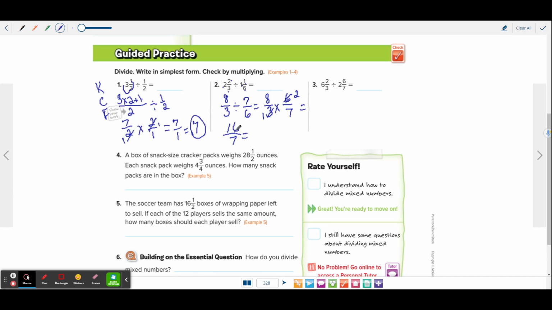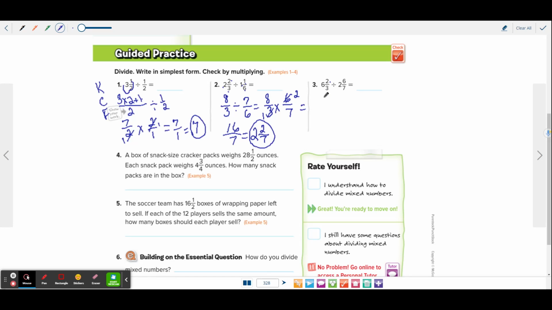7, how many times would 7 go into 16? Well, 7 times 2 is 14. So we would have 15, 16. That's 2 left over. And then the bottom number stays the same. So our answer would be 2 and 2 sevenths. Okay, one more here like that.